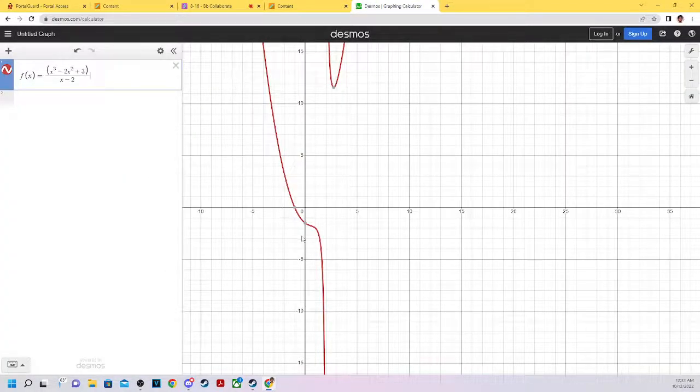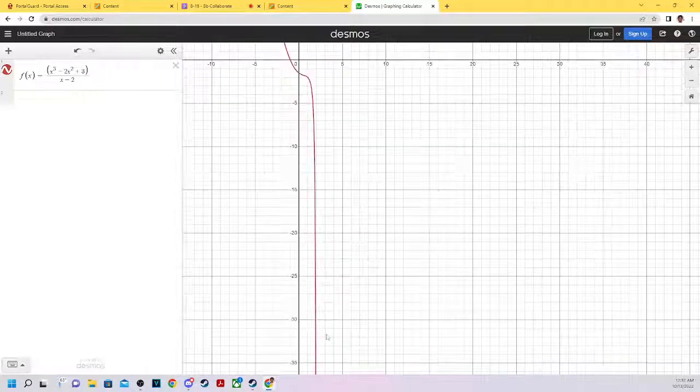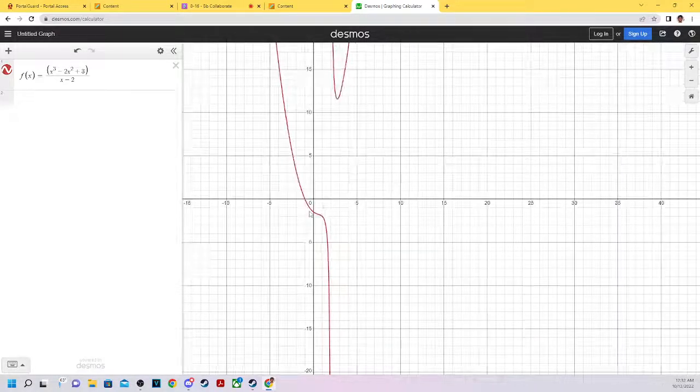Boom. So yeah, we knew that it has to go to negative infinity on my vertical asymptote from the left side of 2. So when I go down, I have to somehow touch my y-intercept. So it eventually has to level out here to touch that y-intercept. But then it also has to touch the x-intercept here. Boom. And then it goes all the way up.